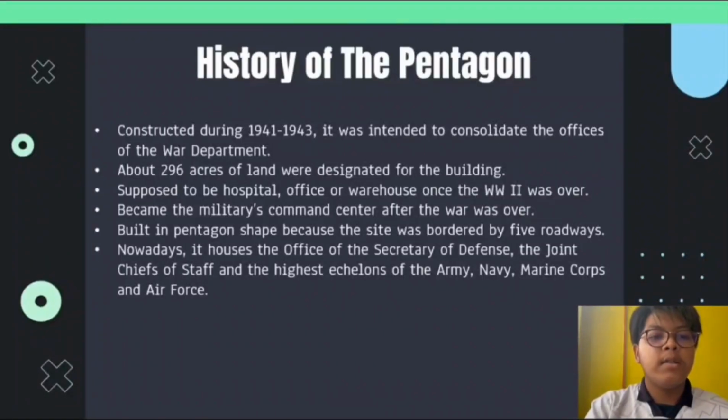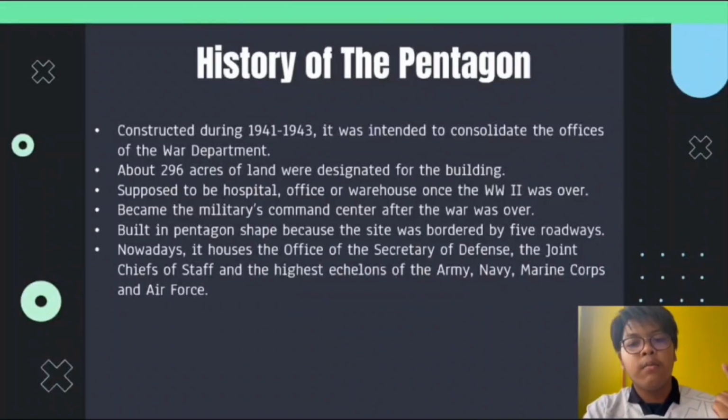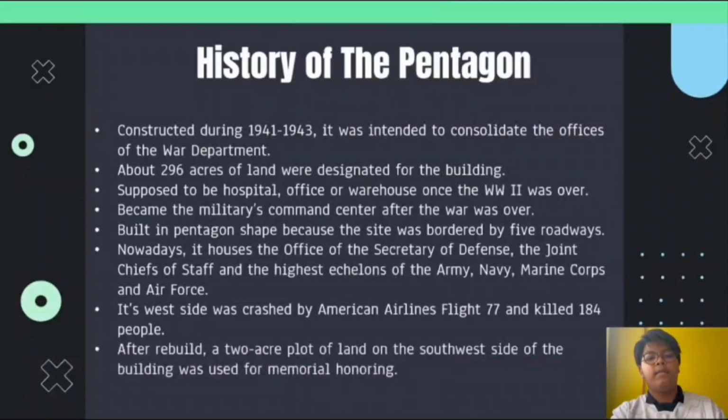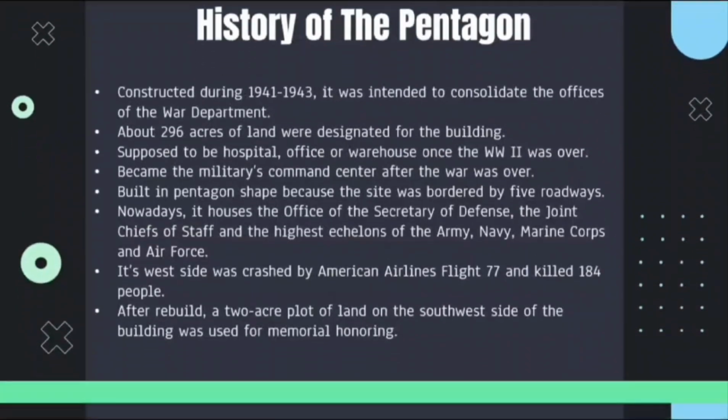Nowadays, it houses the office of the Secretary of Defense, the Joint Chiefs of Staff, and the highest echelon of the Army, Navy, Marine Corps, and Air Force. Its site was crashed by American Airlines Flight 77 and killed 184 people. After it was rebuilt, a 2-acre plot of land on the southwest side of the building was used for the memorial honoring them. So, I will pass it to my friend Abdul.